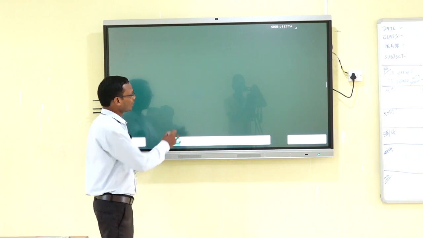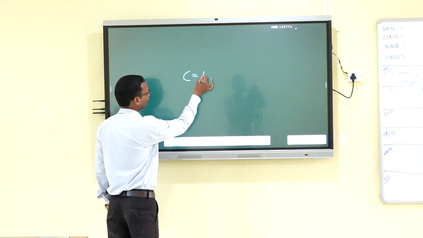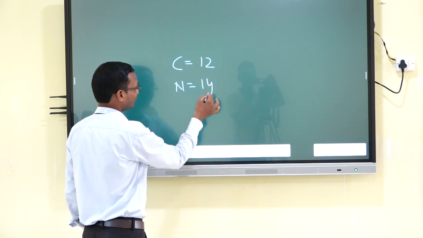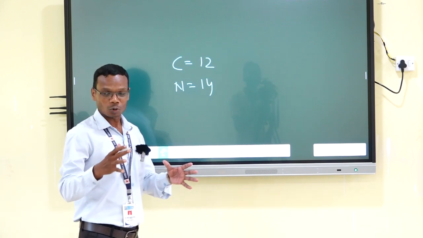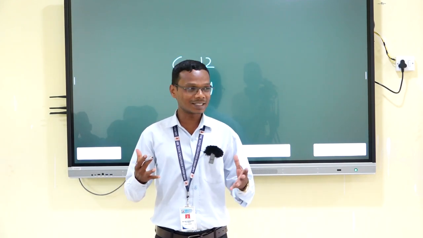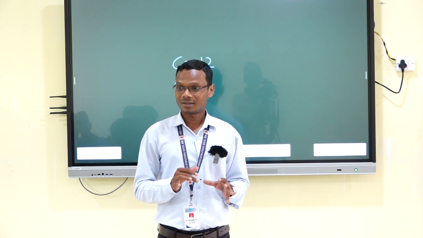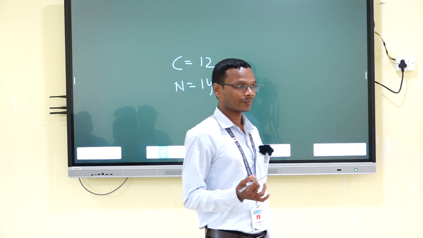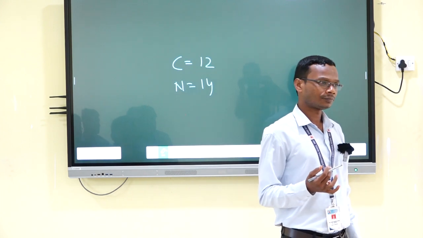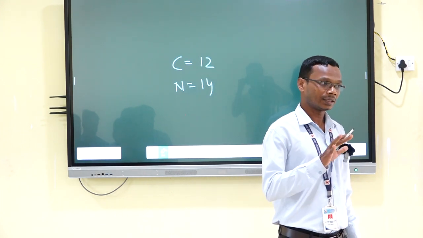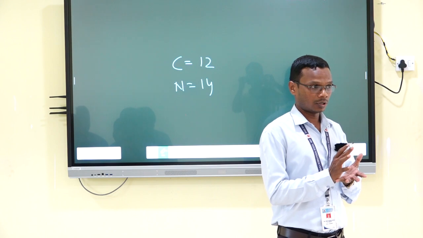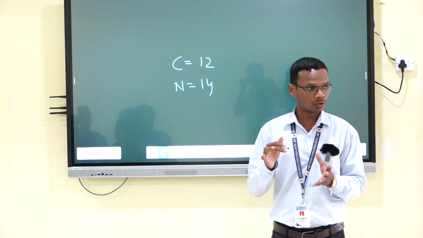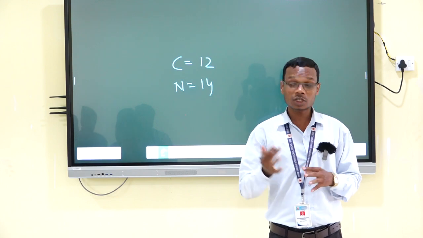Simply, the mass of carbon is 12, the mass of nitrogen is 14, this is atomic mass. But actually, what is the atomic mass? How did scientists discover the concept of atomic mass? How do they calculate it? Okay, this is for calculation purpose. Atomic mass is the sum of protons and neutrons. It is for calculation purpose.